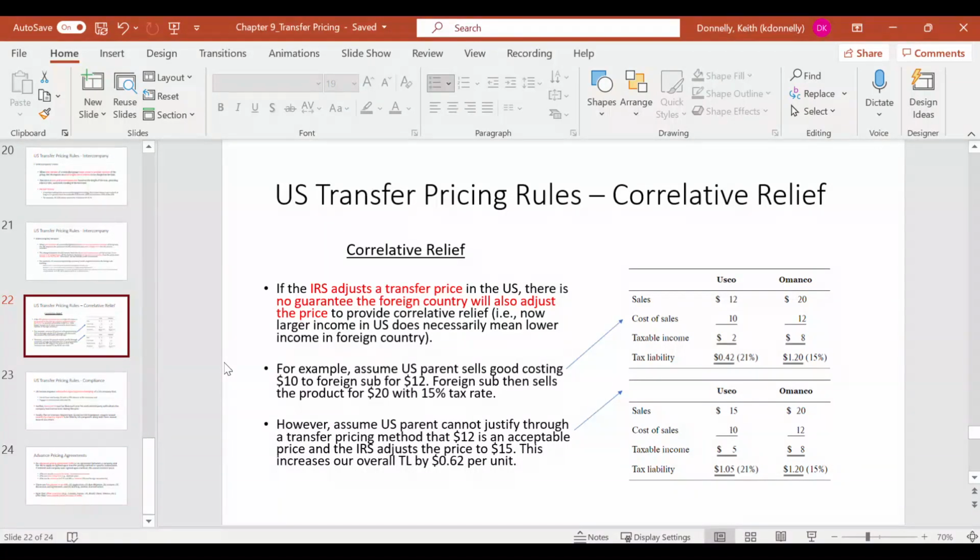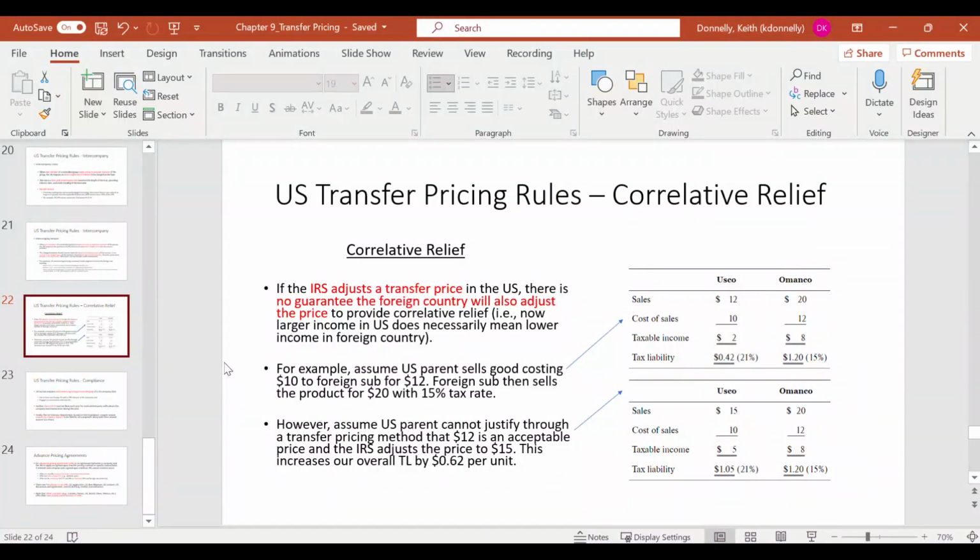Next, we're going to talk a little bit about this idea of correlative relief. If the IRS adjusts a transfer price in the US, there's no guarantee the foreign country is also going to adjust that price to provide correlative relief. So, for example, assume a U.S. parent sells goods costing $10 to a foreign sub for $12. The foreign sub then sells the product for $20 with a 15% tax rate.